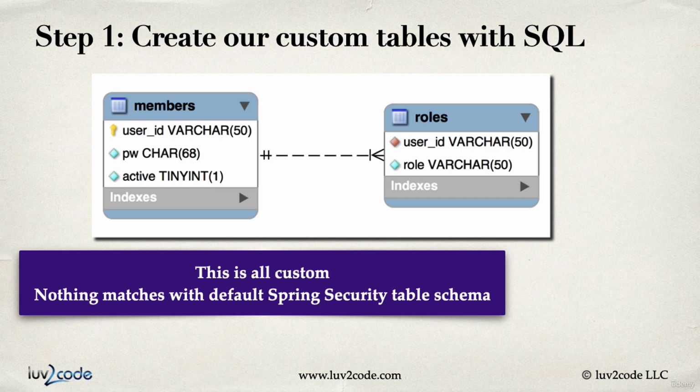Now, notice here that this is all custom. Nothing matches with the default Spring Security table schema. In fact, you can use any table name, any column names. You have total freedom here as far as the table names and the table columns.